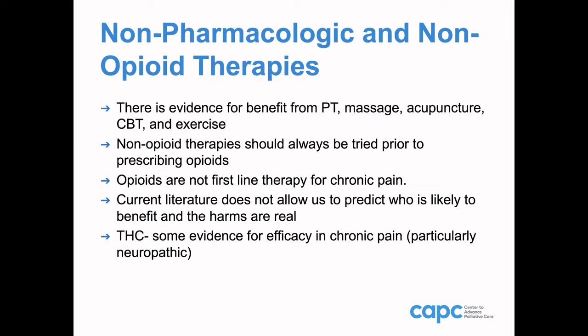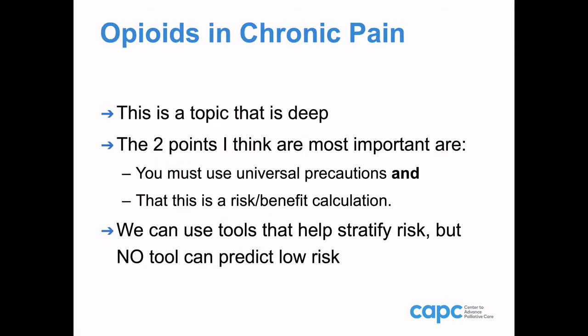We don't know who's going to benefit from opioids, and the harms are real. So we owe it to our patients to exhaust all non-opioid therapies beforehand. And I just want to make a quick note on THC. This is a long lecture in and of itself, but there is some evidence for efficacy in chronic pain, particularly neuropathic pain. I would caution that in my experience with it in patients, it's not the magic bullet we all hope for, but there are certainly patients that benefit from it in this space.